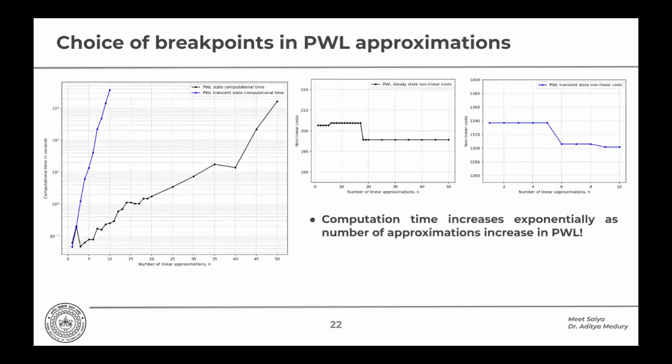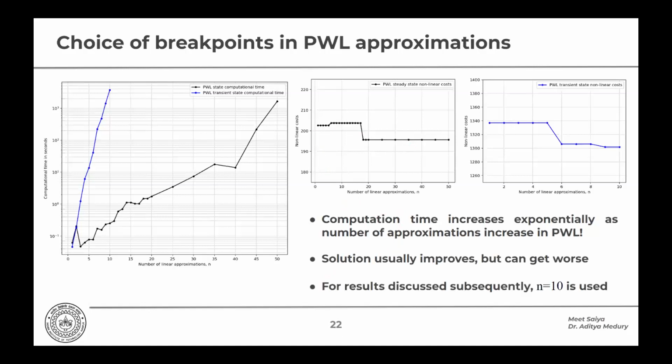So what happens is that for piecewise linear, the computation time increases exponentially. So this is a log-normal curve of the number of breakpoints and computation time, and this is the objective function. The objective function usually decreases, but sometimes it can increase or decrease. So based on the computational limitation, we chose n to be equal to 10, so the number of breakpoints is 10, and then we implemented the synthetic example.